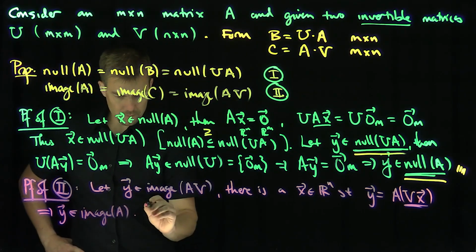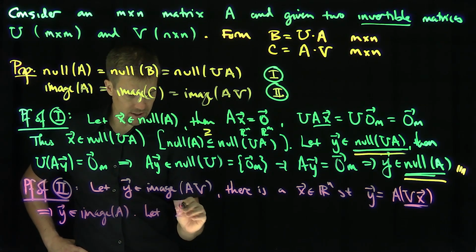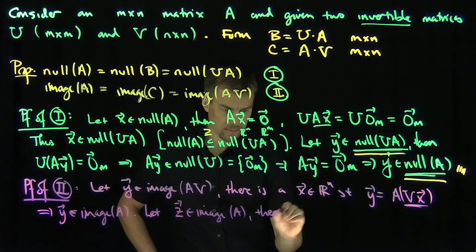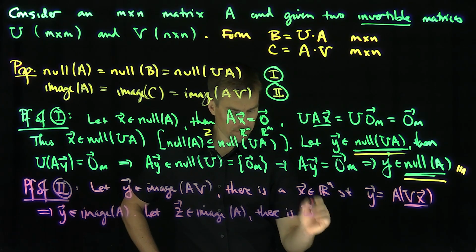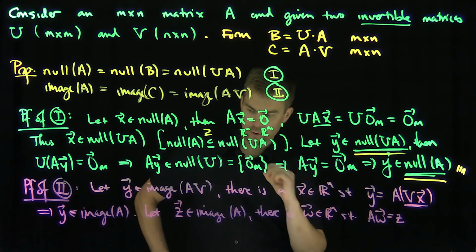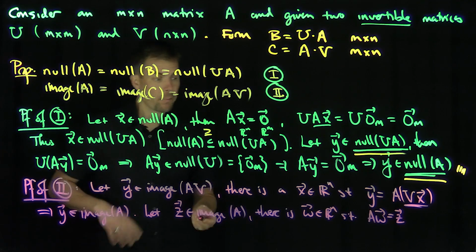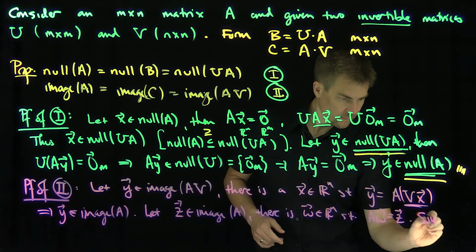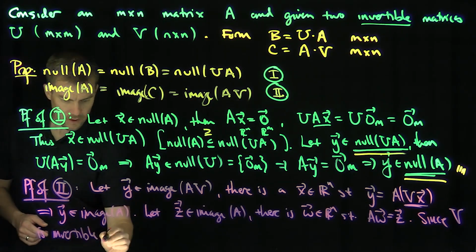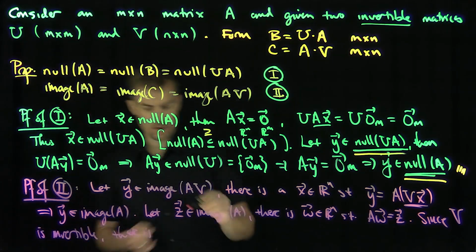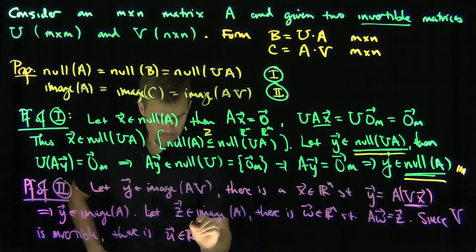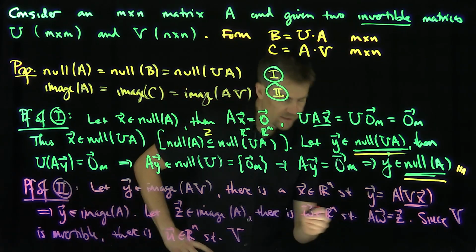Now conversely, let z, for context, be in the image of A. Then there is a W in Rn such that A of W is equal to this vector over here, Z, by definition of the image of A, right? But since V is invertible, there is a vector U in Rn such that V of U is equal to W.